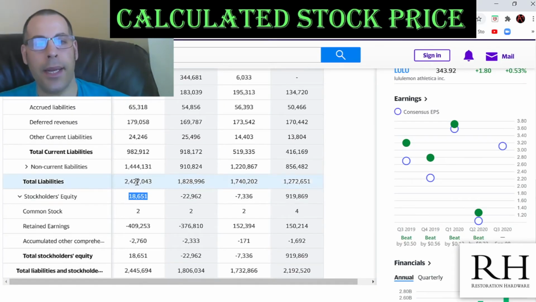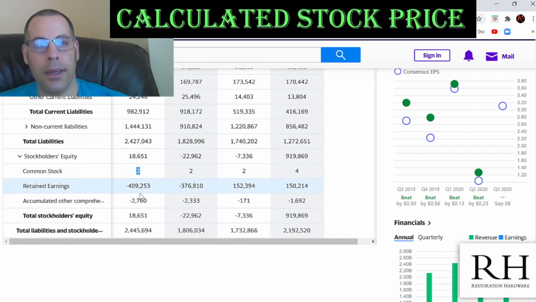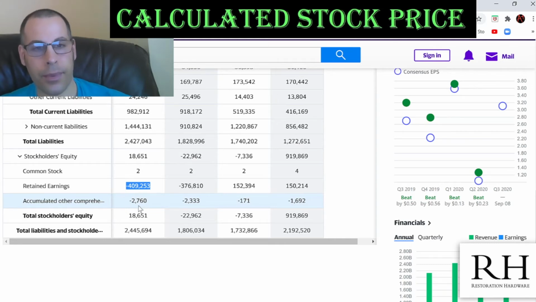And let's see what that is. That's 2,000 of common stock, 409 million negative of retained earnings. Retained earnings is how much money the company has left over after paying its dividend. So it's at a negative, which isn't good. That means historically they're operating at a loss, because retained earnings is all your prior net incomes minus your prior dividends. Accumulated other comprehensive income of negative $2.8 million. This is unrealized losses on some of its securities. Unrealized means it has not yet sold those securities to realize them.